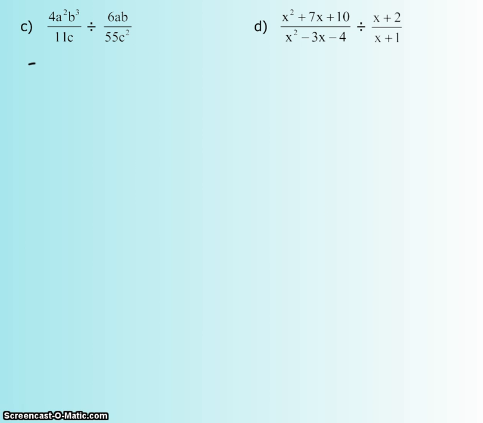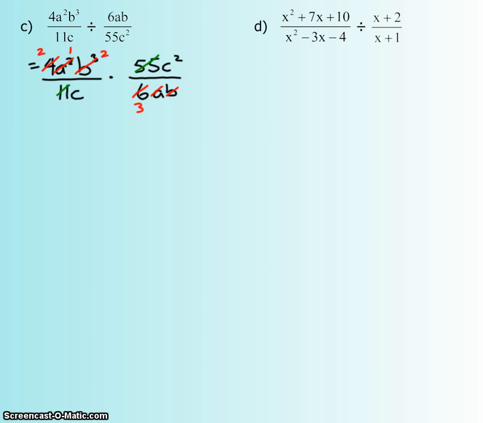So I'm going to rewrite this first with the multiplication. 4a squared b cubed over 11c multiplying 55c squared over 6ab. Now that they're multiplying and I've flipped the second fraction, I'm going to start to break things down. So it looks like the 4 and the 6 can be broken down to 2 and 3. The a's can be broken down. That means I'm going to have one a up here. And the b's are going to be broken down and I'll still be left with 2 b's at the top.